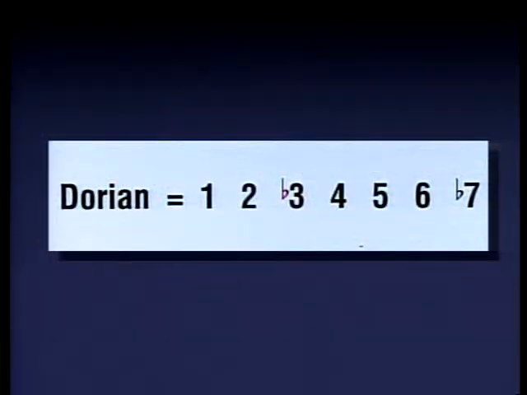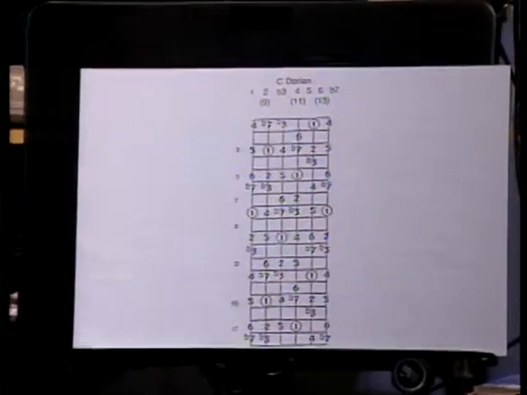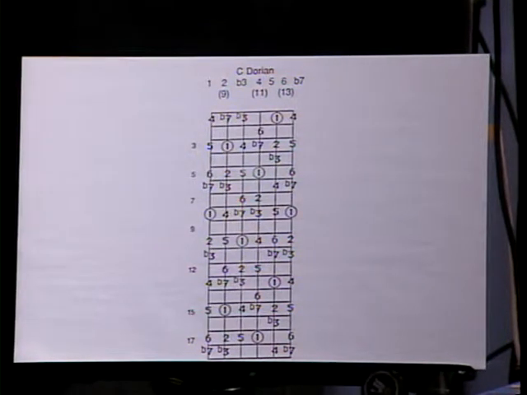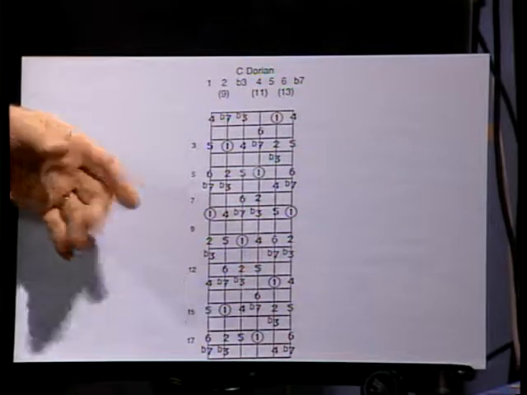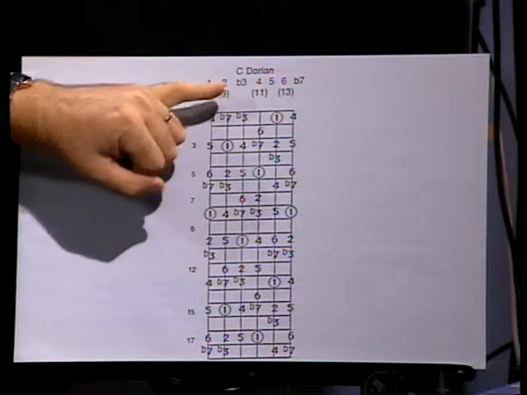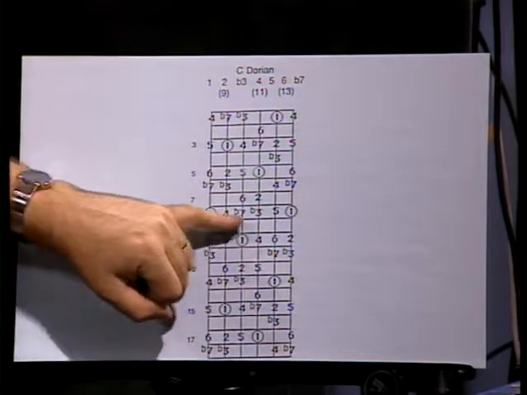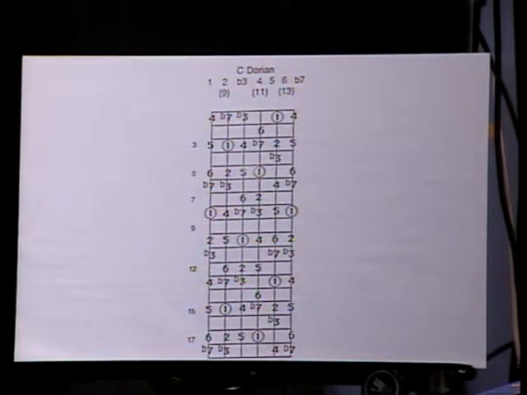Okay, now here's the formula. Learn this formula. Dorian equals 1, 2, flat 3, 4, 5, 6, flat 7. Now here's how it looks on the fretboard. Whenever I look at a Dorian scale on the fretboard, this is what it looks like to me. Once again, all the C's, the root, are circled, but we've accommodated the flat and sharp notes, or whatever happens to be the alterations for that particular mode. Here's the formula again: 1, 2, flat 3, 4, 5, 6, flat 7. So every third is flattened, and every seventh is flattened. And that's what it looks like on the entire fretboard.